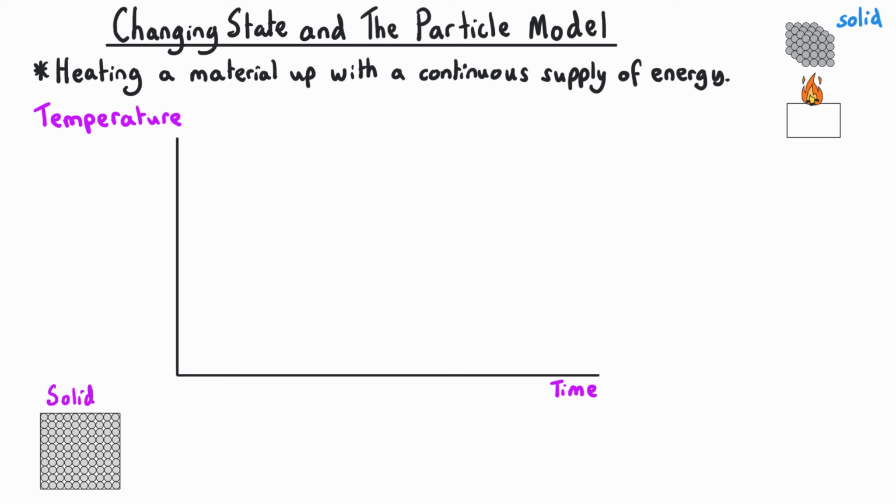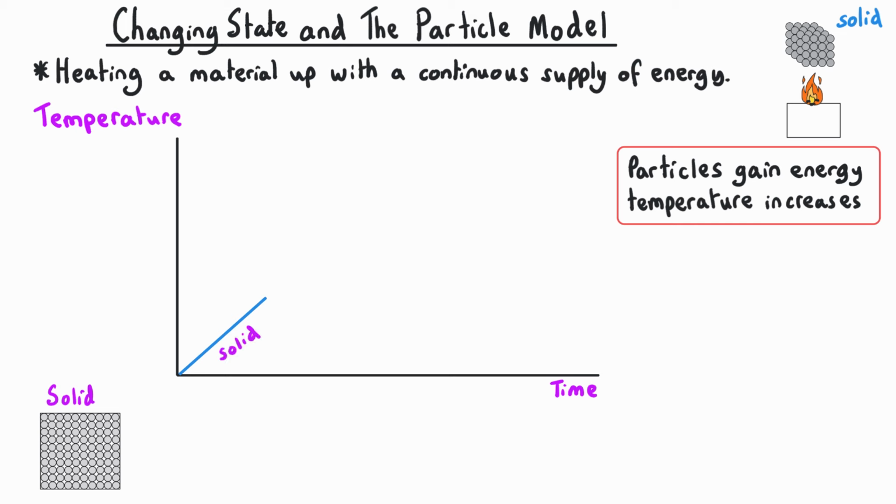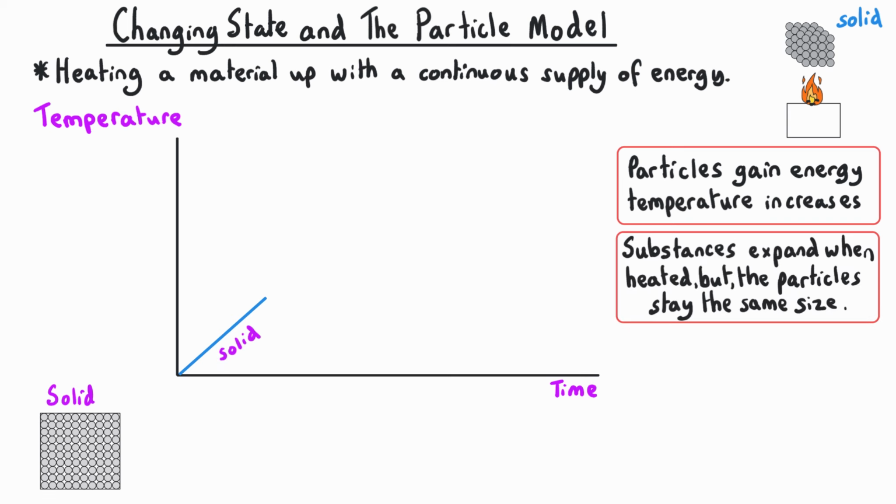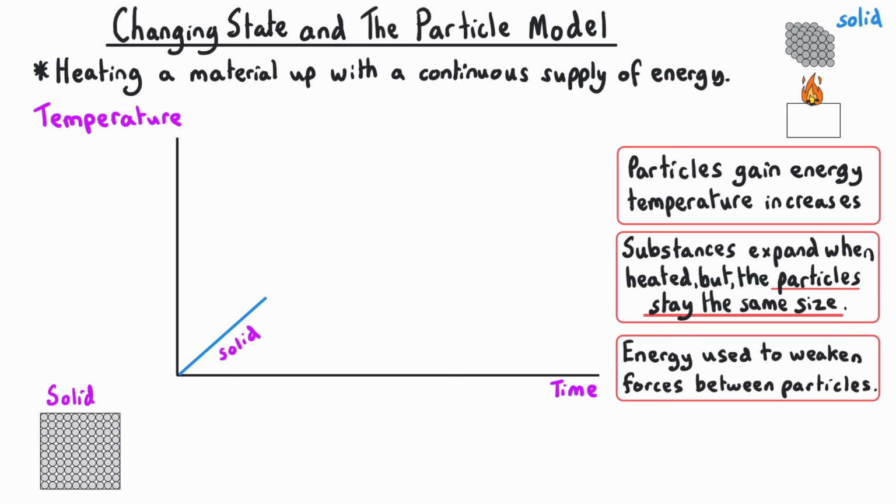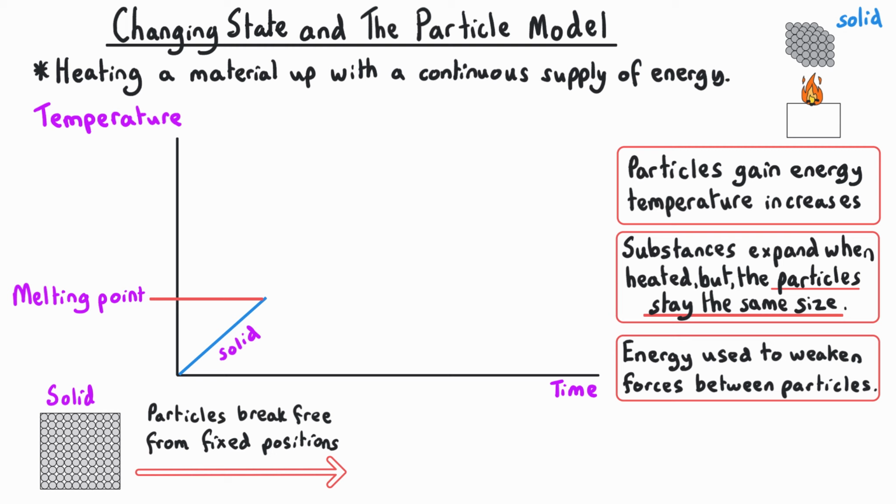When the solid sample is heated, the particles will gain energy, and so they will vibrate more, and their temperature will increase. This increased vibrations about their fixed position is why a solid sample will expand slightly when it's heated. As the particles in the solid vibrate more and more, the forces between these particles weaken. Once we reach the melting point of this substance, the particles have enough energy to break free from their fixed positions, and the solid will turn into a liquid.